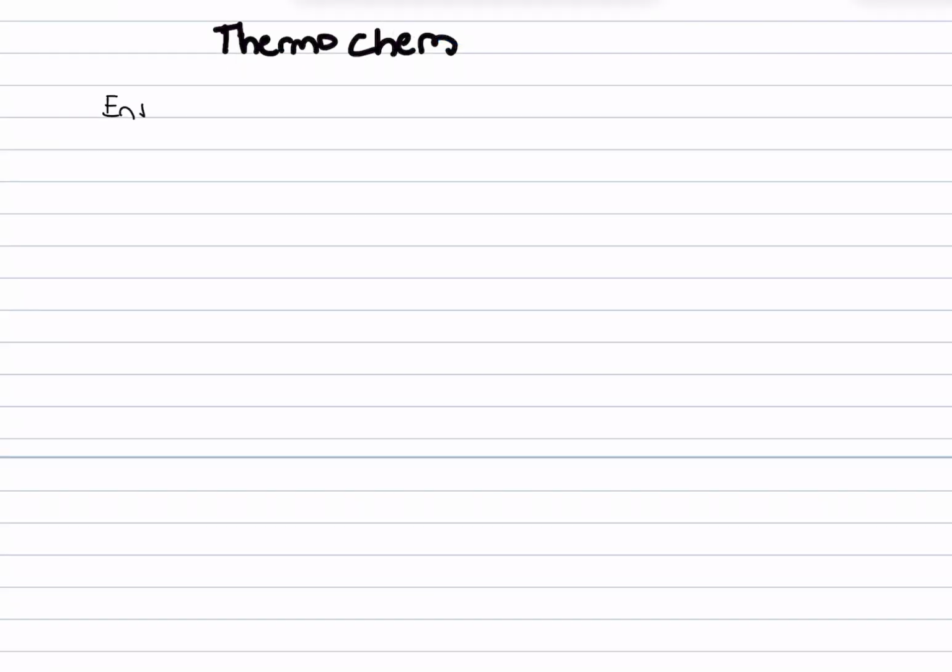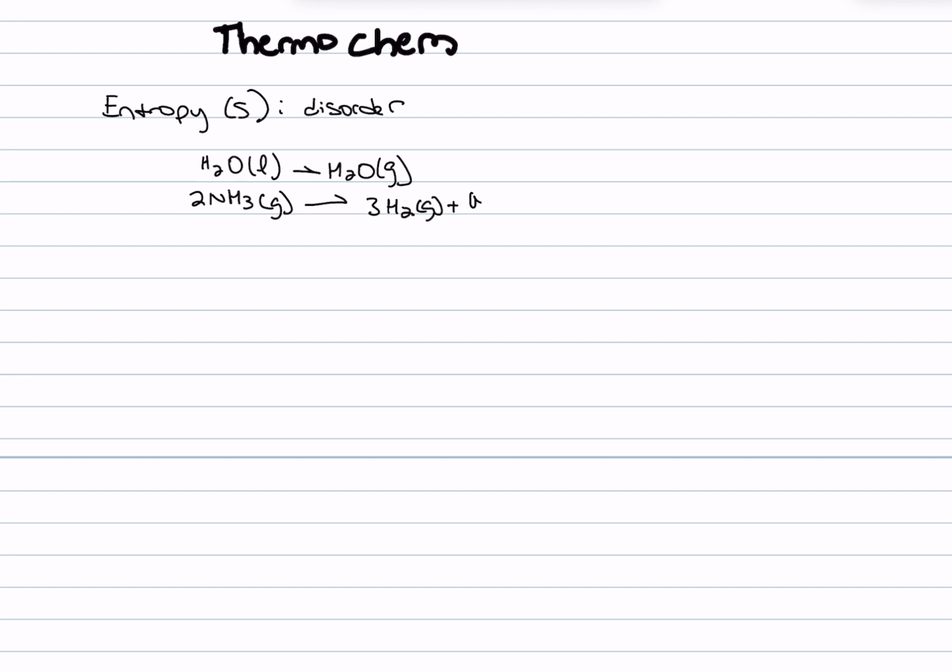The next topic is thermochem. So we're going to start off talking about entropy, which is designated by S, and this describes a state of disorder. So for example, going from liquid water to gaseous water is a state change with increased entropy since they are more spread out. And similarly, going from 2NH3 gaseous to 3H2 gaseous plus N2 gaseous is an increase in entropy since we're going from 2 moles of gas to 4, which is a decrease in order.